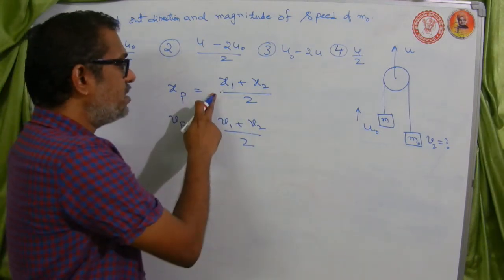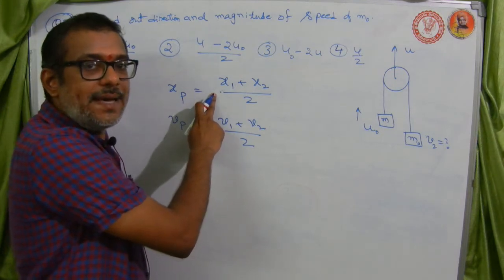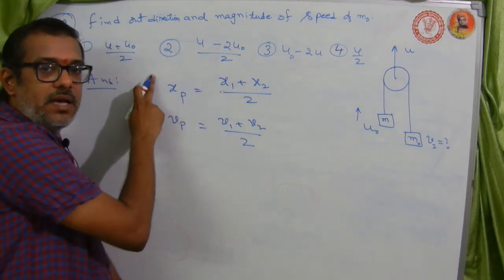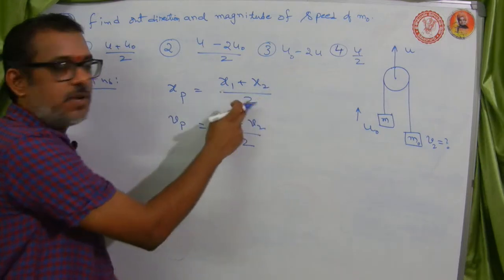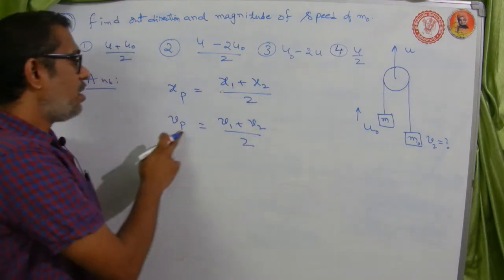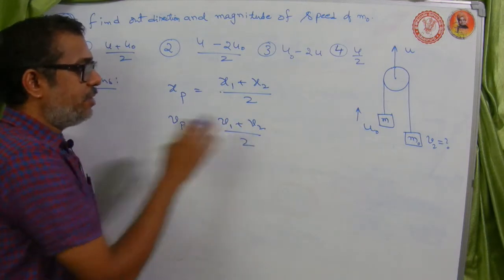How do we obtain this? Once more I am repeating, this is from the pulley constraint. One of the laws of the pulley constraint is that the displacement of the pulley is always equal to the average of the displacements of the left side and the right side. That is the rule of the pulley constraint. Please take care. Just by differentiating, we get the velocity of the pulley equal to (v1 plus v2) by 2.